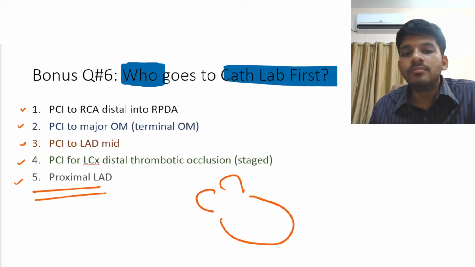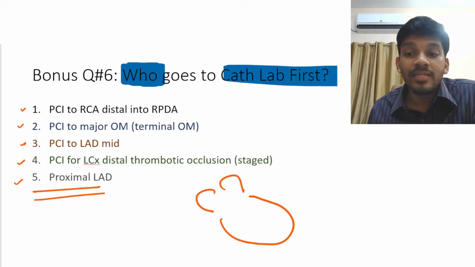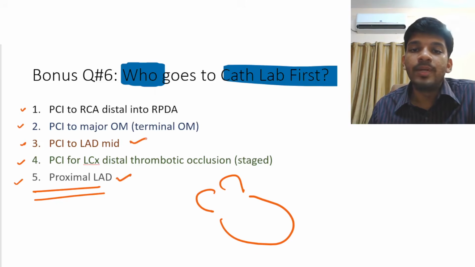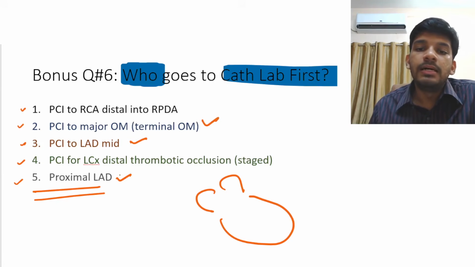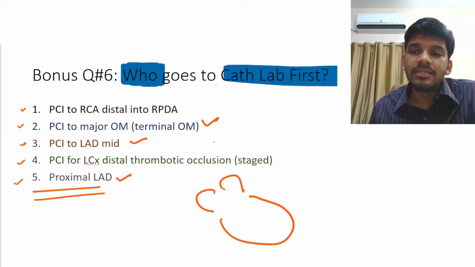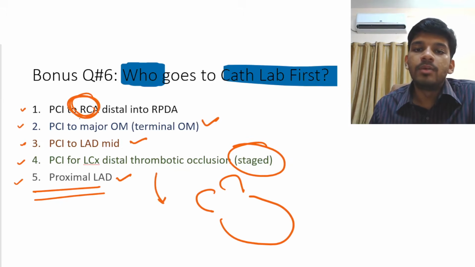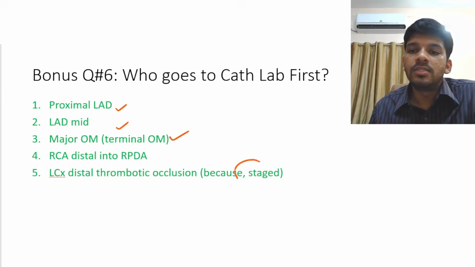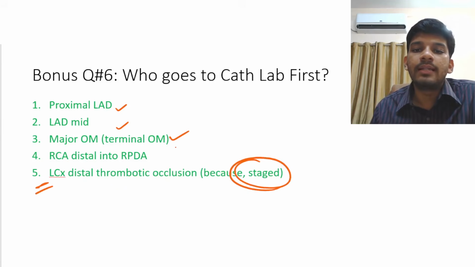Likely proximal LAD, it is called the widowmaker artery for a reason. So proximal LAD needs to be taken up first. Then LAD mid needs to be taken up. Then you want to take up the major OM that also supplies a large part. The LCX occlusion can be taken up next. But in fact, this is a staged PCI, so actually I will take it up at the last. And then fourth number will be the RCA occlusion. So this is the order: proximal LAD, mid LAD, terminal OM. Then because this is a staged one, you can take this up last to the cath lab, and this one can be the fourth one.